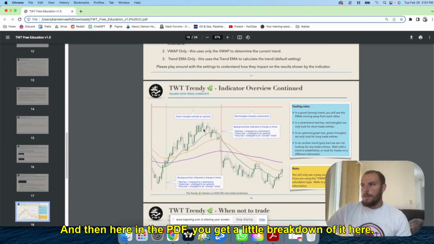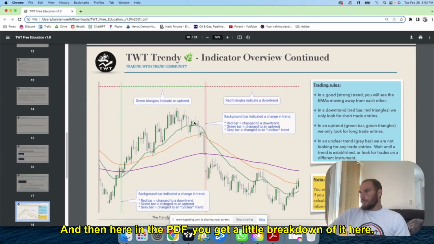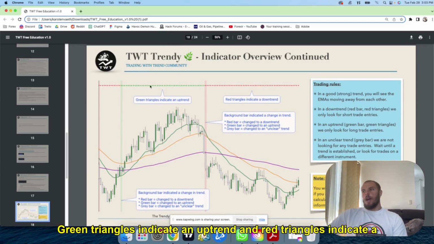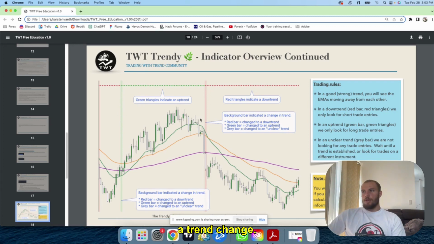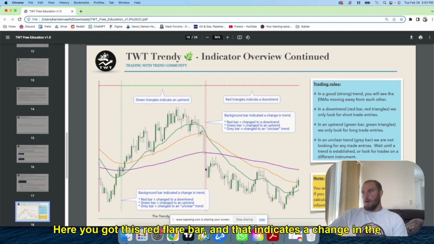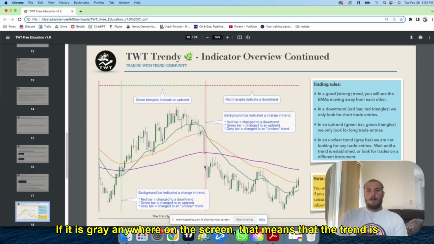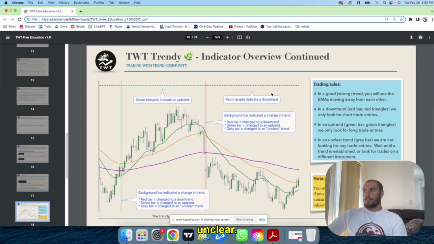And then here in the PDF, you get a little breakdown of it. So we'll go over this. At the top of the screen, you'll see some triangles. Green triangles indicate an uptrend and red triangles indicate a downtrend. There will be a flare bar like this, green or red, which will indicate a trend change. You can see when the trend went from green to red here, you got this red flare bar, and that indicates a change in the trend. If it is gray anywhere on the screen, that means that the trend is unclear.